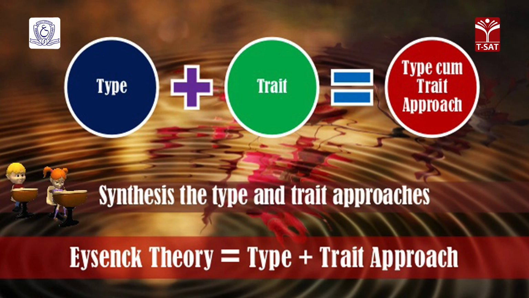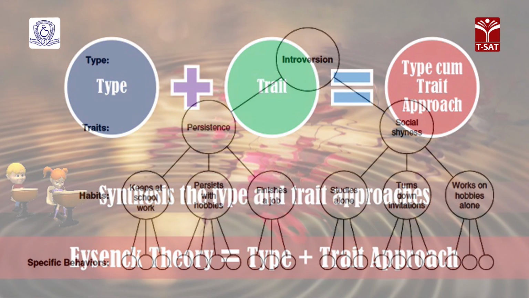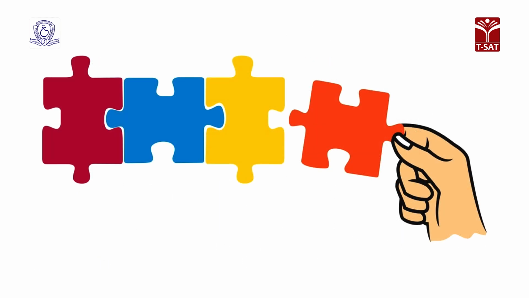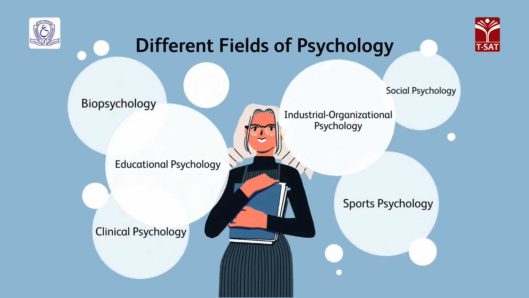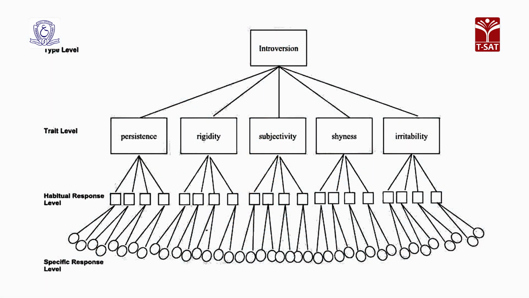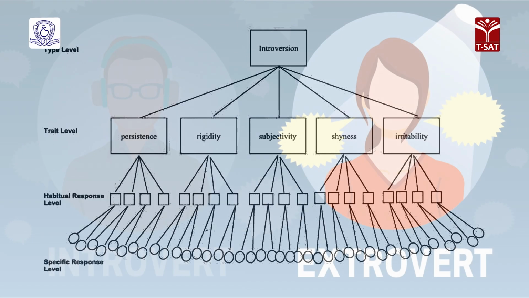It states that an individual acquires the shape of a definite type through various traits. The 4 levels of the hierarchical model explained by Eysenck are specific behaviors, habitual responses, traits and types. In conclusion, it can be said that Eysenck has contributed a great deal to the field of psychology by providing a solid personality theory.